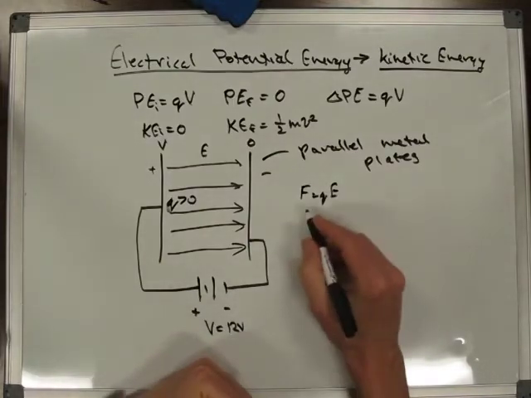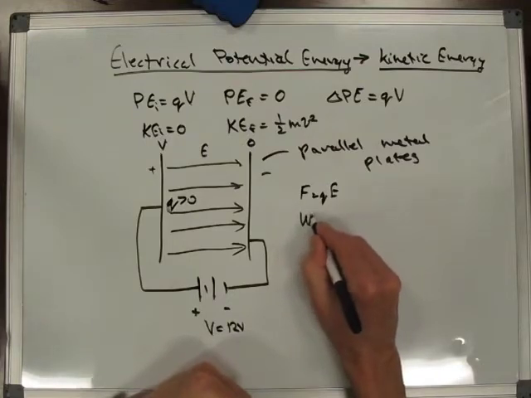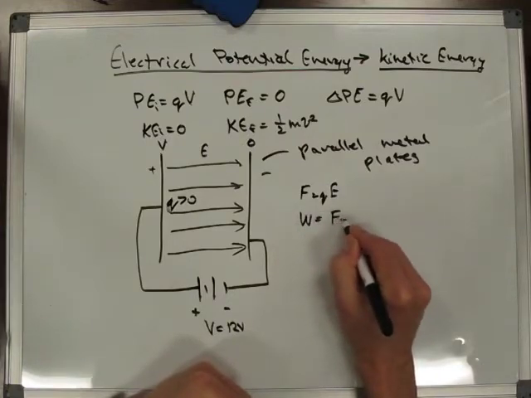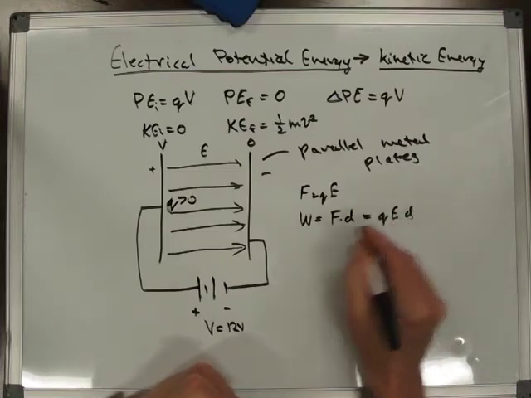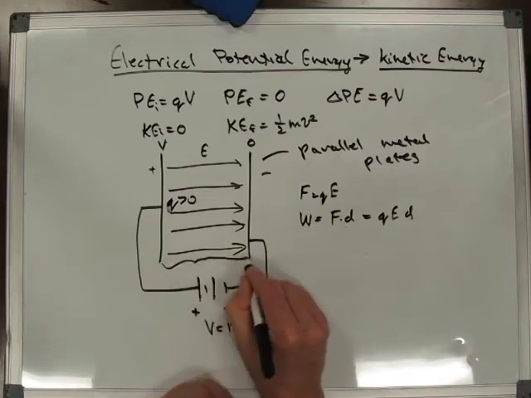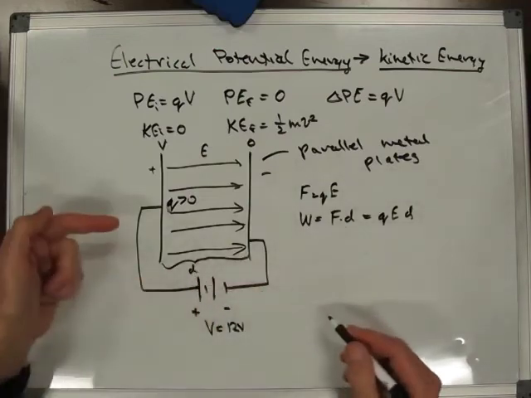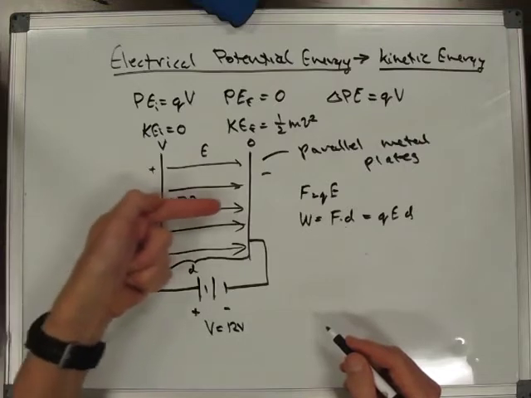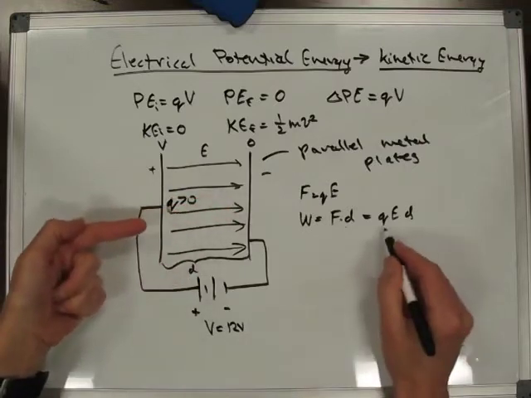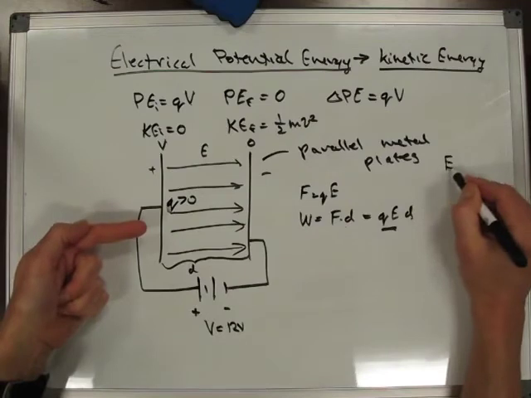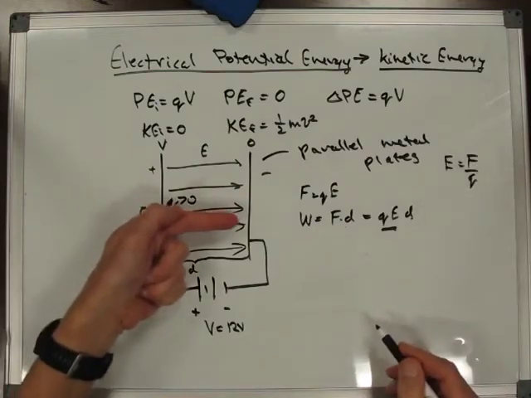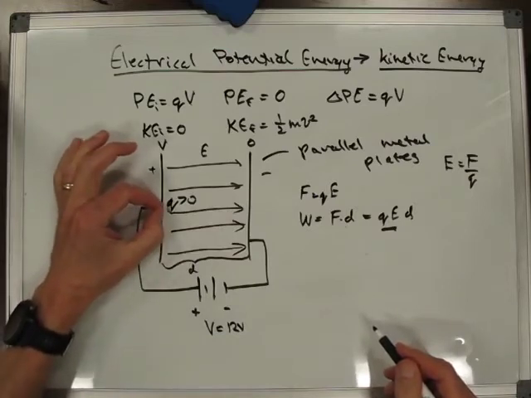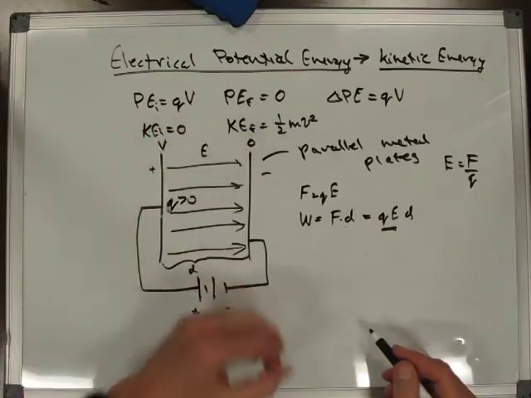And then I would say the work done is just the force times the distance, which is Q times the electric field times the distance. And so the work done by the electric field pushing the charge across here is just the force that's applied. Remember, E equals F over Q. And so the charge is just pushed across here. So it has a high potential energy. It's got a positive charge, and so it doesn't like to be next to the positive plate. It gets pushed across, work gets done on it.